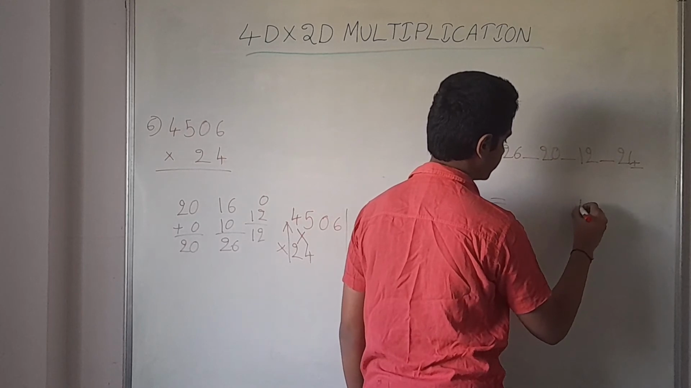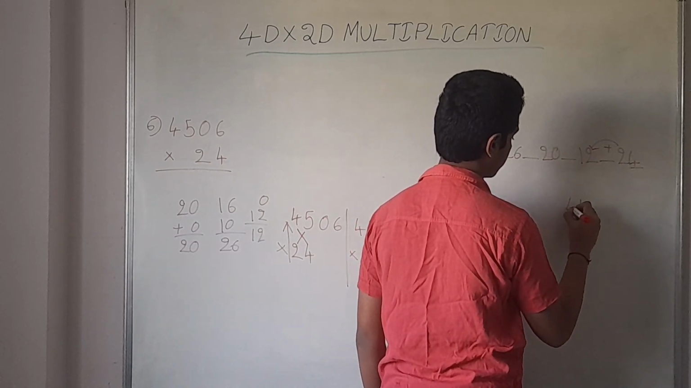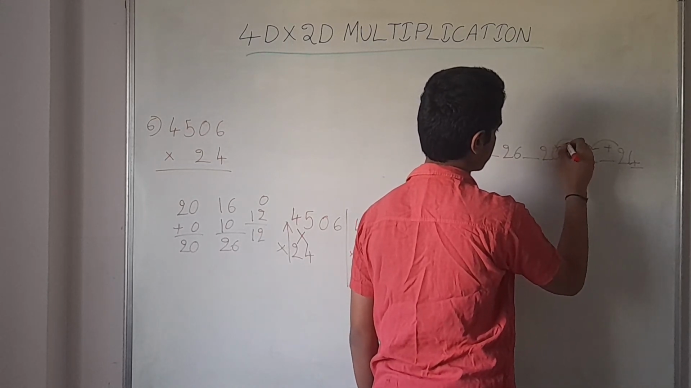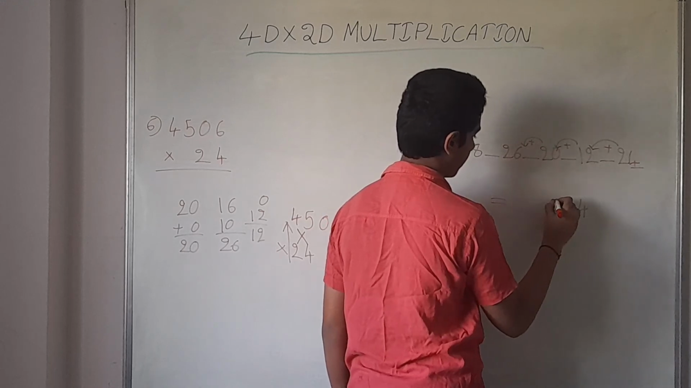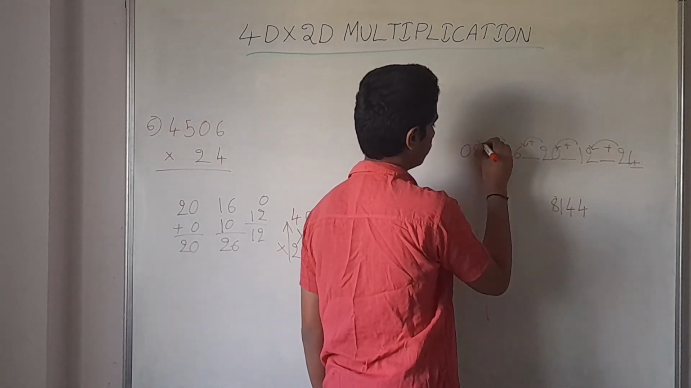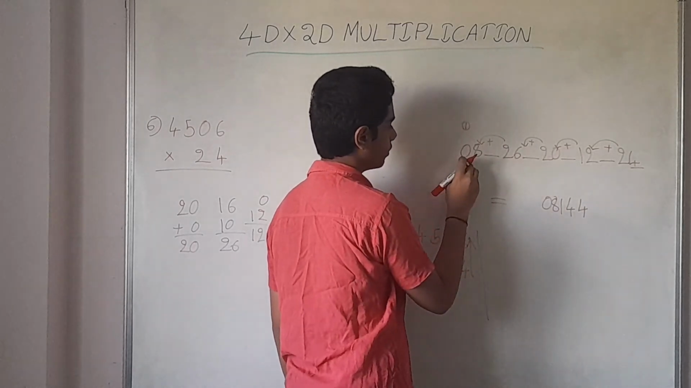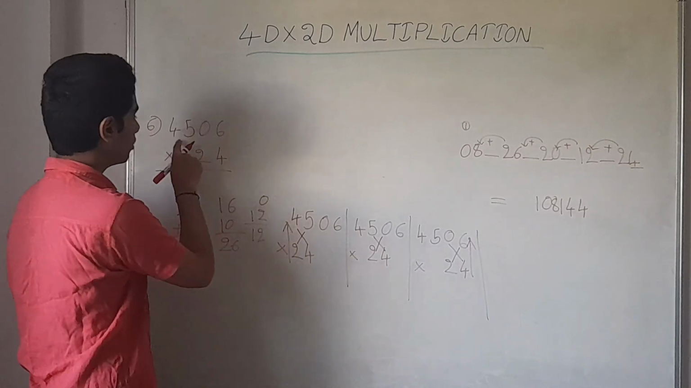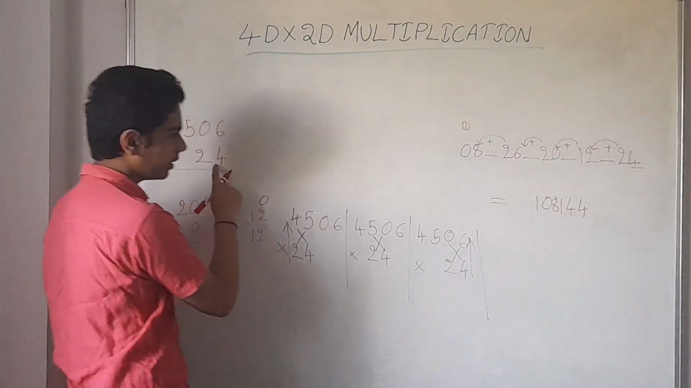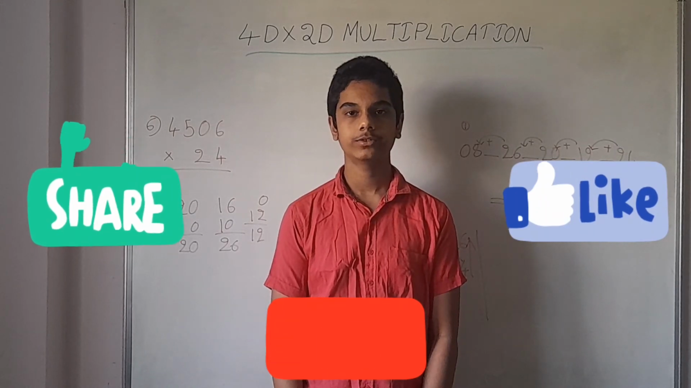First write 4 as it is and add 2 plus 2. 4. 1 plus 0, 1. 2 plus 6, 8. 2 plus 8, 10. Write 0. Carry 1. 0 is left over. So 0 plus 1, 1. Write 1. 4506 into 24 is 108144. I hope the trick is useful to you.